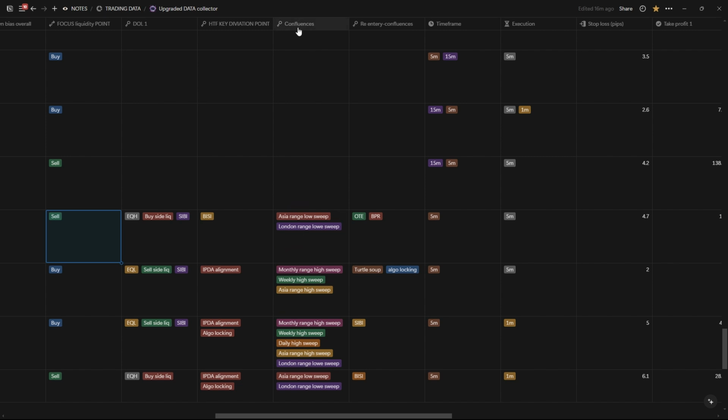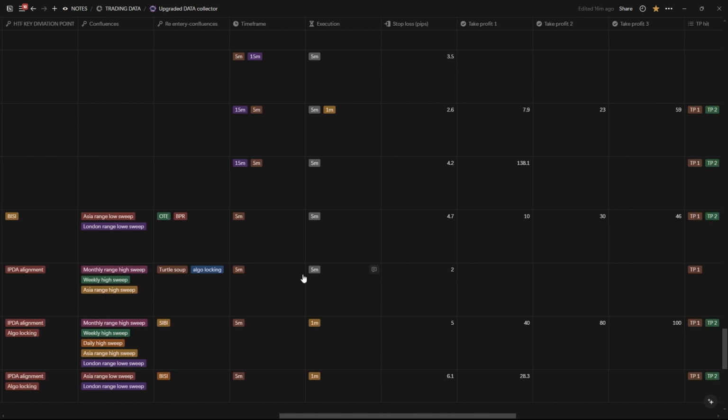Yeah, and then pretty much we have confluences. Confluences for this trade were Asia range, you know, Asia range time-based liquidity getting taken out, and London range time-based liquidity getting taken out. Re-entry confluences. So after taking out the sell side, what did I re-enter on? What was my entry? So my entry was an OTE BPR. All right, a BPR in OTE. Then which time frame did I use? 5 minutes, and pretty much I executed on the 5 minutes.